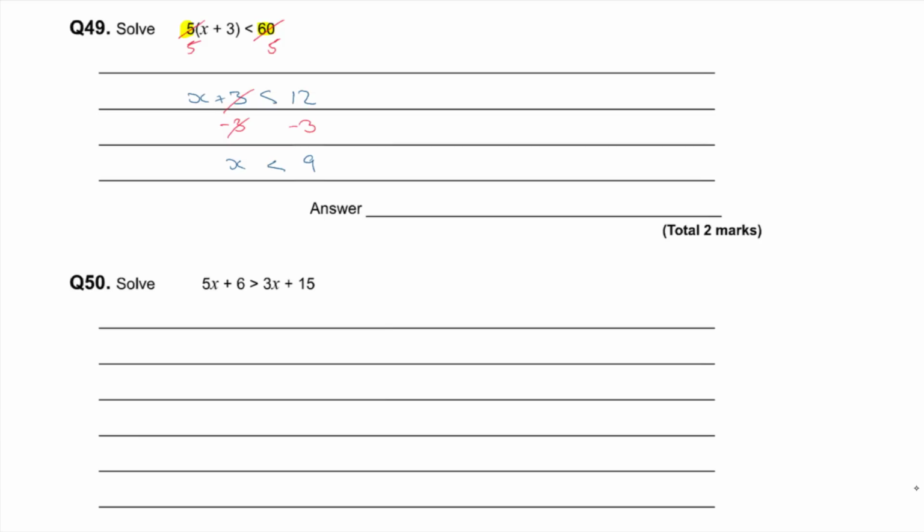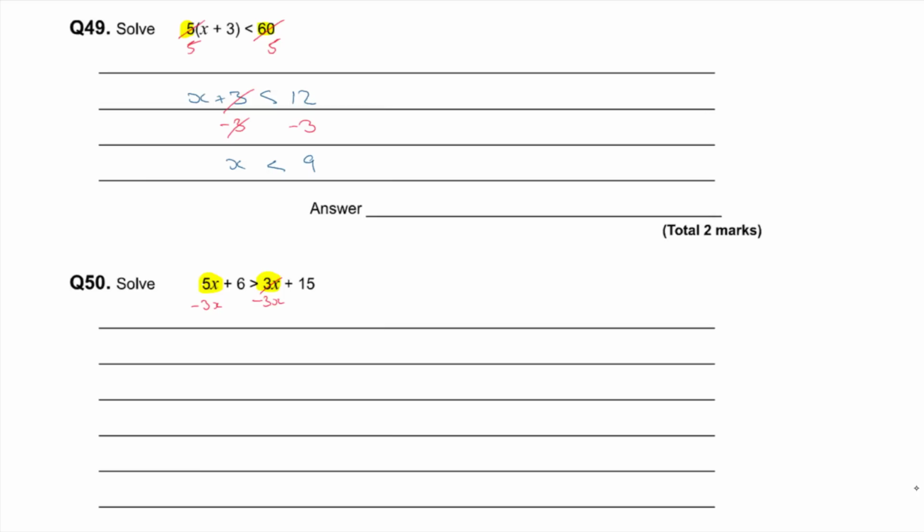Okay. Question 50. Again, we looked at this when we were looking at solving equations. I've got unknowns on both sides here, 5x and 3x. So the first step is just to get rid of one of the unknowns. Take the smaller one of the two and subtract that from both sides.